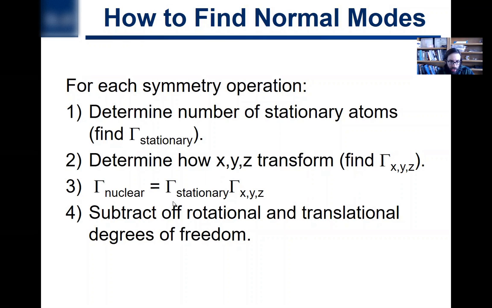And then we're going to find gamma nuclear. That's determined by multiplying gamma stationary by gamma x, y, z. What gamma nuclear represents is all the different ways that the atoms can move that are compatible with symmetry. This includes stretches and bends, the only two vibrational modes on a fundamental level, but it also includes rotations and translations in space. Those aren't normal modes, since that's not a vibration anymore, so we have to subtract them off if we just care about the normal modes. That's the last step. It's very abstract right now, but it'll get clearer as we do some examples.